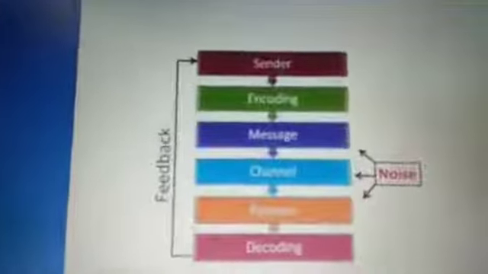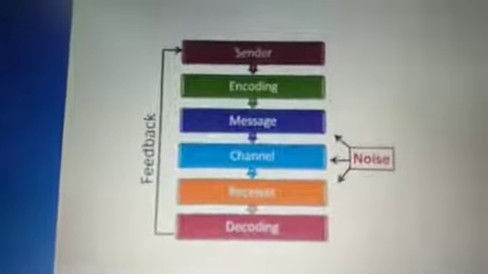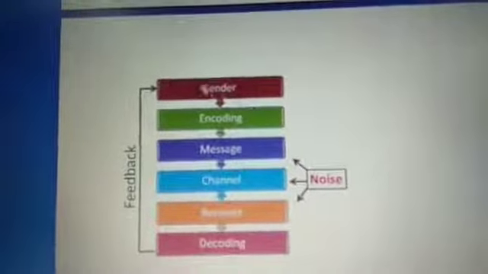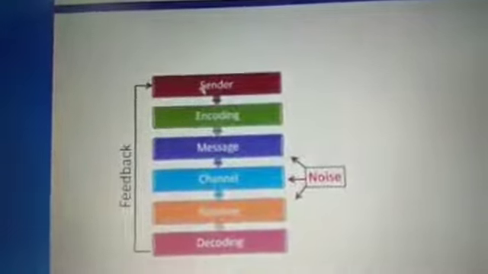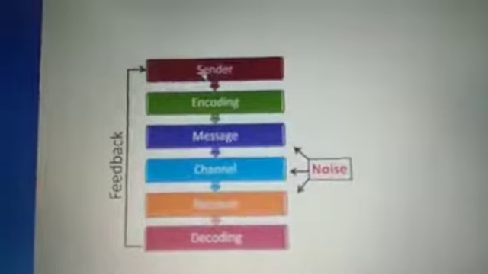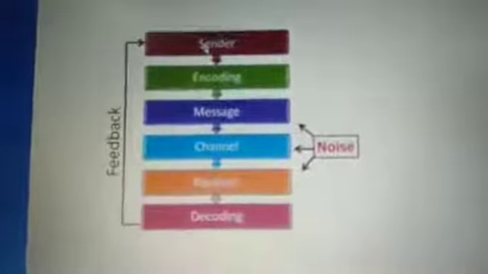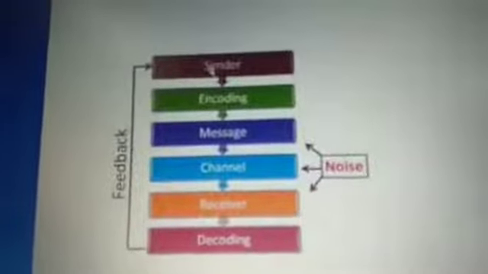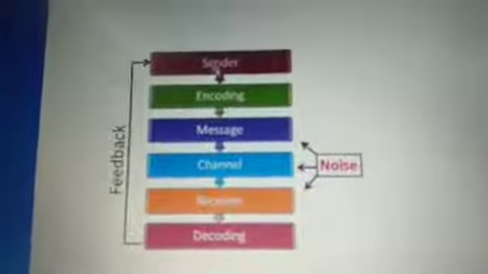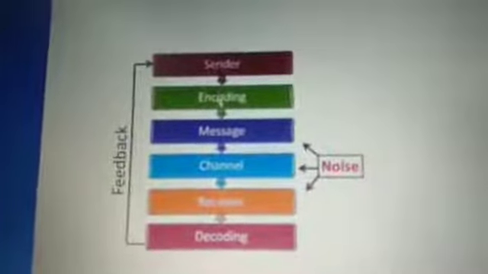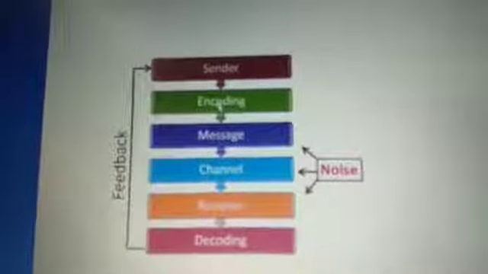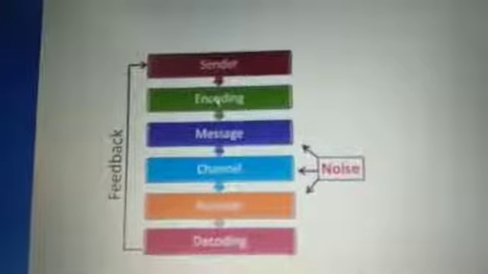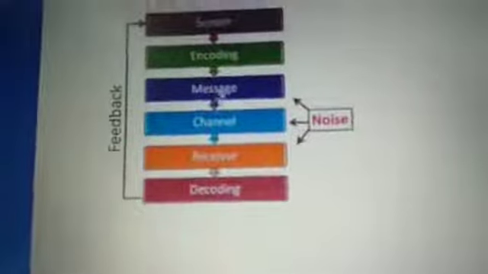Now this is a flow chart through which I'm going to explain the process of communication to you. In this flow chart, the sender is at the top. The sender is the person who initiates the communication, who conceives the communication, who decides to send the message to the receiver. The sender encodes or conceives the message, forms the message, visualizes the message in his mind, and then gives shape to the message.